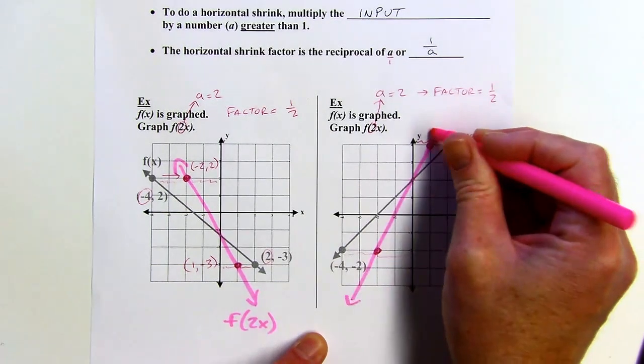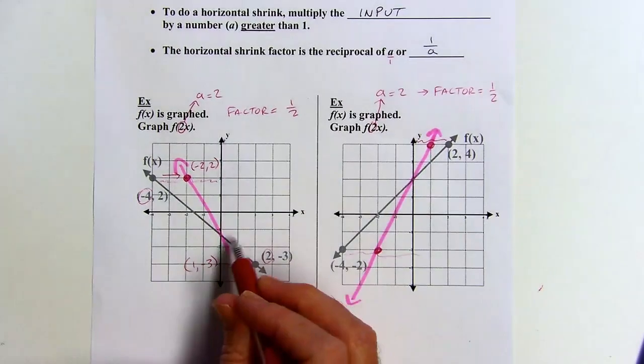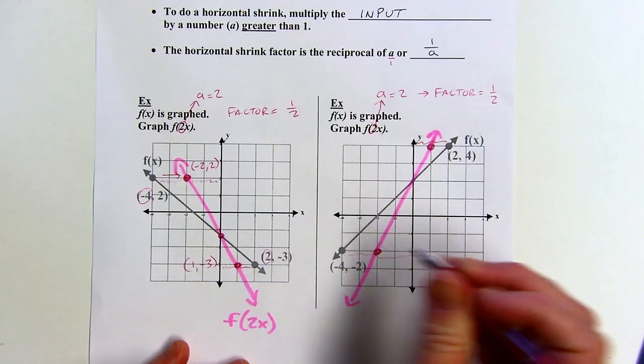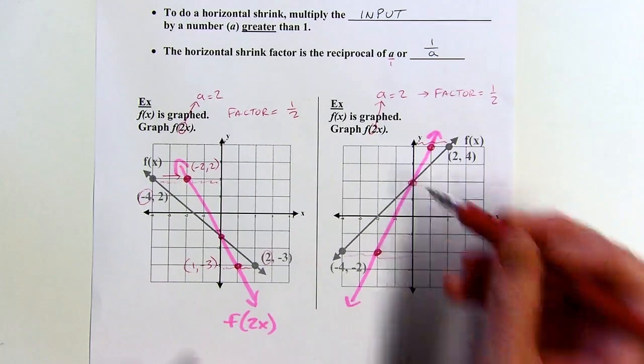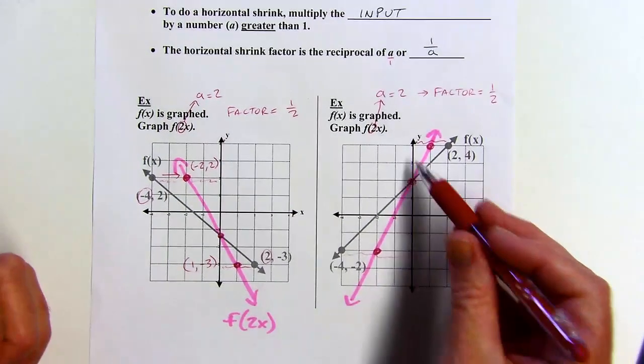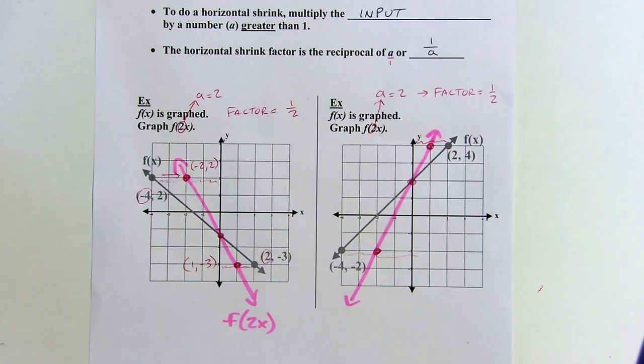Notice, by the way, on these, the point that's already on the y-axis stays there because that's 0 units away from the y-axis, so half of 0 is 0. So those points that are already on the y-axis with a horizontal shrink or a horizontal stretch on the next page are just going to stay in the same place, but all the other points will move.